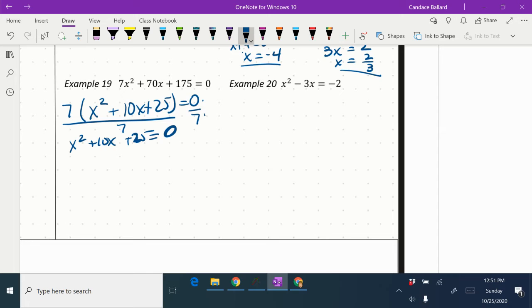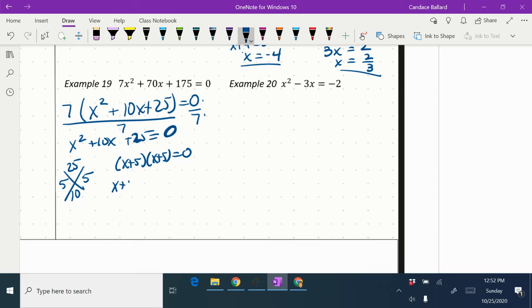I'm going to go ahead and do my good old magic x. So two numbers that multiply to 25 and add to 10 would be 5 and 5. And then the good news is because I took out the greatest common factor, I don't have a box, so I can just write it as x plus 5 times x plus 5 equals 0.